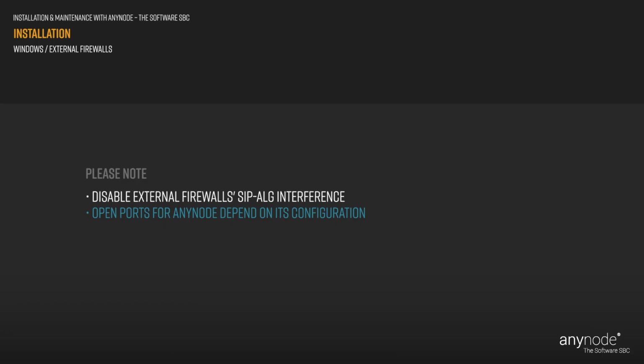External firewalls. Any interference by external firewalls in SIP traffic, such as SIP ALG, must be disabled. The ports you need to open in an external firewall for anynode depend on its specific configuration and the requirements of the services it provides.